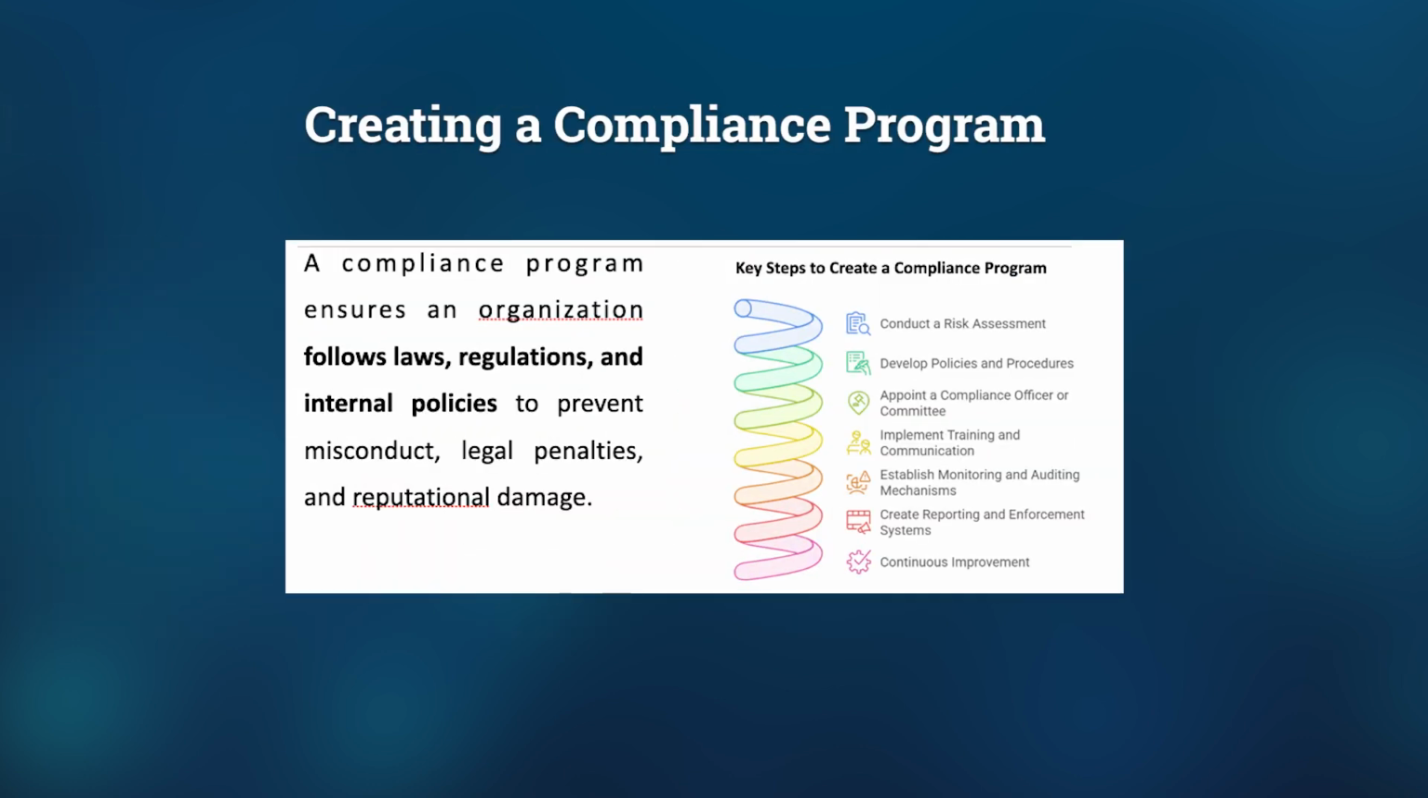Creating a compliance program. A compliance program ensures an organization follows laws, regulations, and internal policies to prevent misconduct, legal penalties, and reputational damages. Key steps to create a compliance program are: conduct a risk assessment, develop policies and procedures, appoint a compliance officer or committee, implement training and communication, establish monitoring and auditing mechanisms, create reporting and enforcement systems, and then continuous improvement.